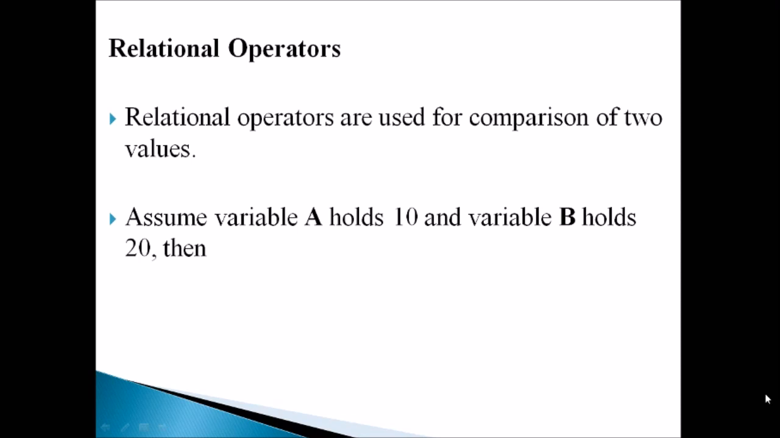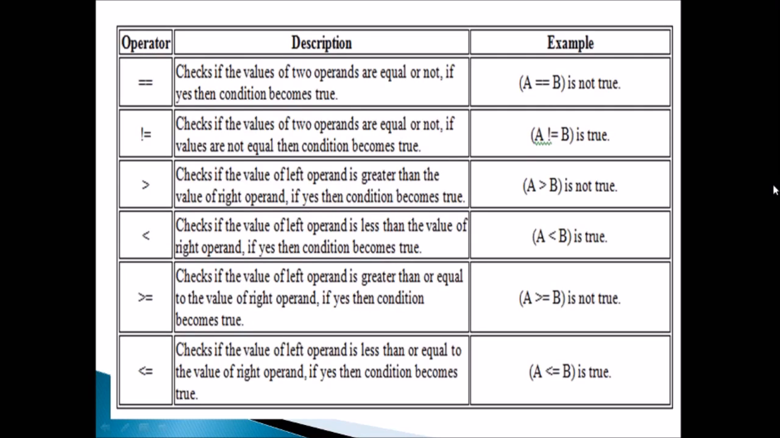Now we shall see the next operator, that is relational operators. The relational operators are used to compare two values, either both are same, or which is greater, which is smallest. Likewise, to compare two values we can use the relational operators. As with the previous operator, here also we are going to assume the values. A has 10, B has 20. Now let us see the operators.